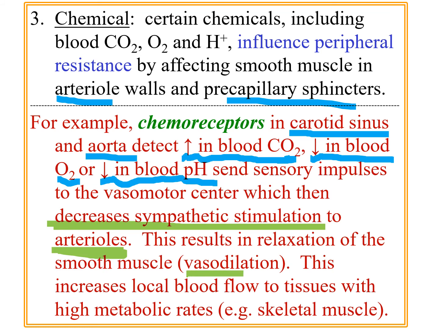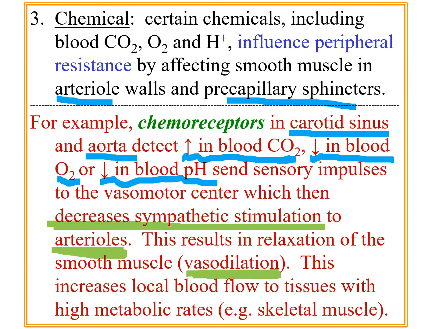And in turn, we use the term vasodilation to describe that. The smooth muscle will relax, the lumen will get bigger. When the lumen gets bigger, that permits more blood flow through those blood vessels. So again, just think about it.